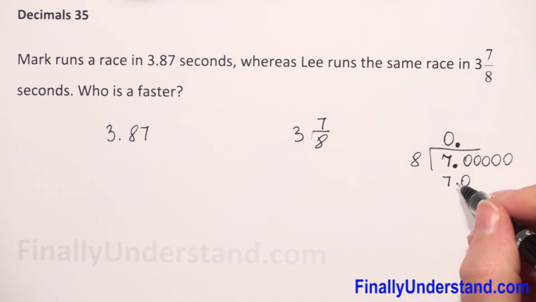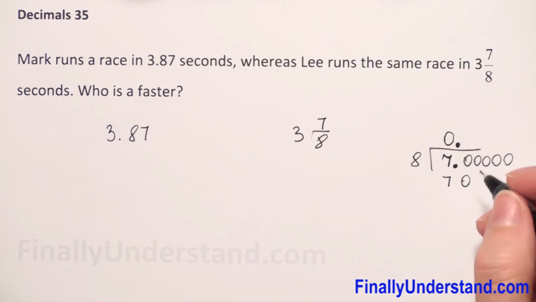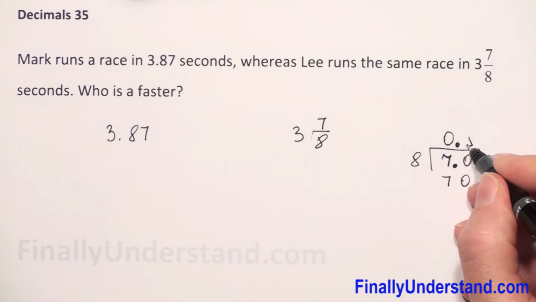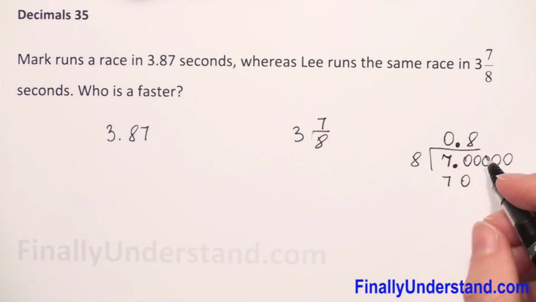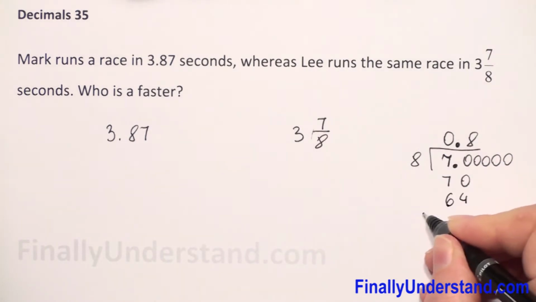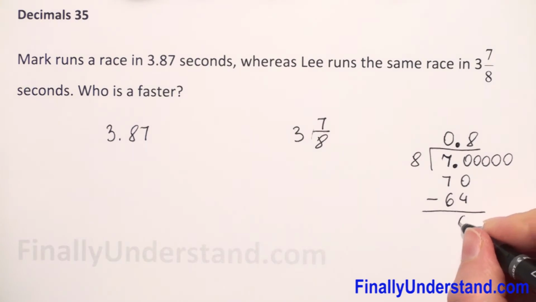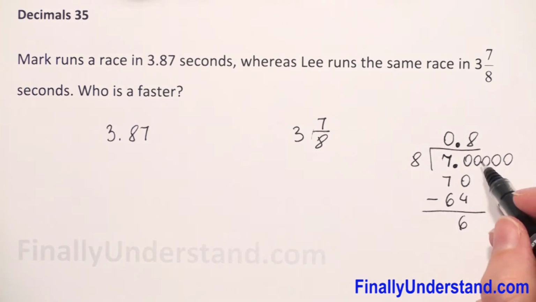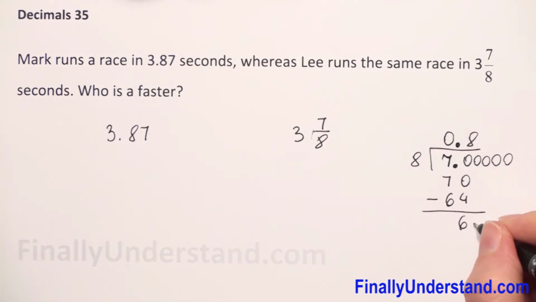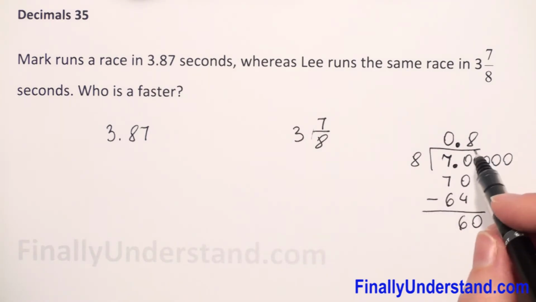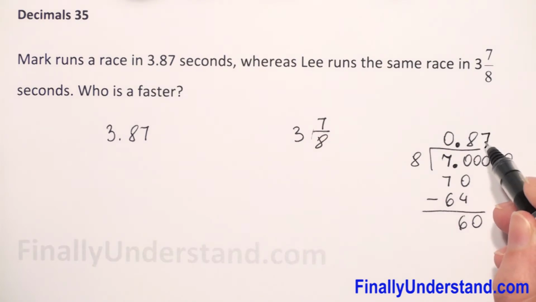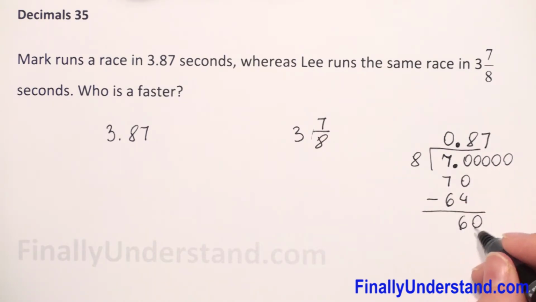And now we have 70 divided by 8. 70 divided by 8 is 8. 8 times 8 is 64. And now we have to do subtraction. 70 minus 64 is 6. And we take the next 0 down. Now we have to divide 60 by 8. 60 divided by 8 is 7. 7 times 8 is 56.